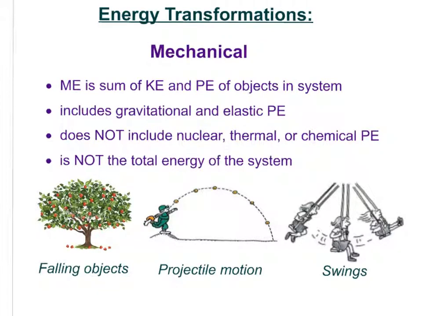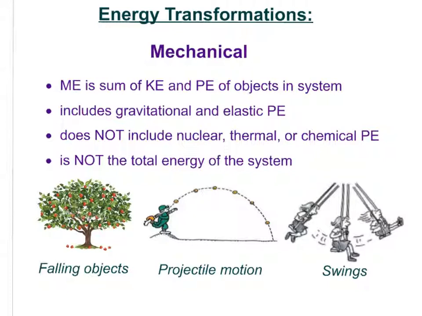So now let's get into some specific energy transformations. Let's look at some very specific kinds of energy. Mechanical energy is where we're going to start. When we talk about mechanical energy, we are talking about the sum of all of the kinetic and potential energy of the objects in that system. The mechanical energy includes gravitational potential energy and elastic potential energy, if that exists in the system.